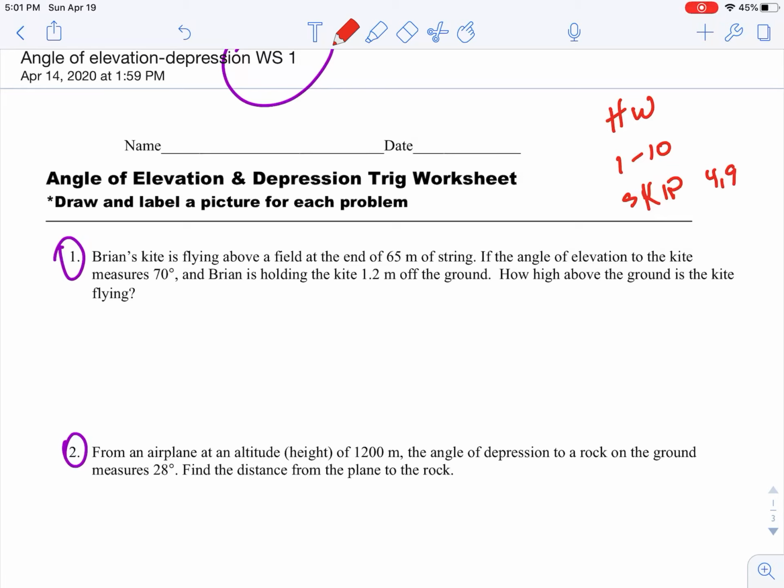All right, everybody. This is the review of the elevation and depression word problems. So it's really the trig word problems. What we're doing here is taking a word problem, making a triangle, and then solving it the same way you solved it before. This is the review of Wednesday's homework.